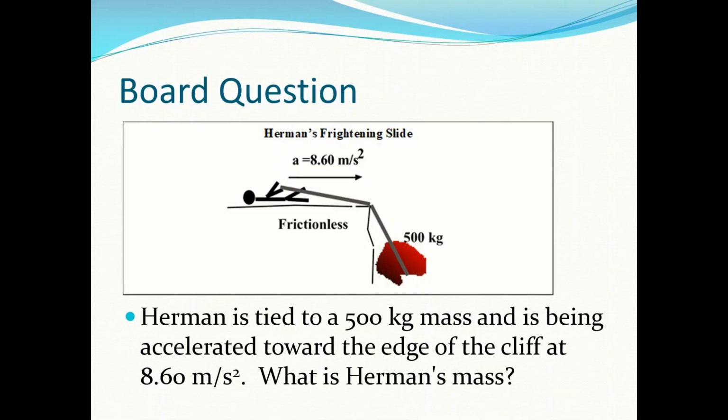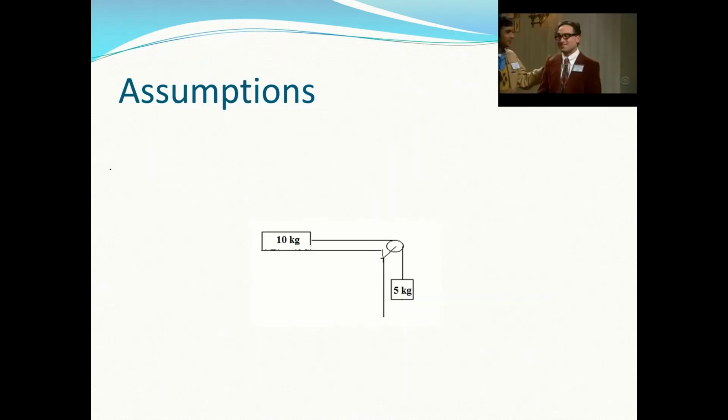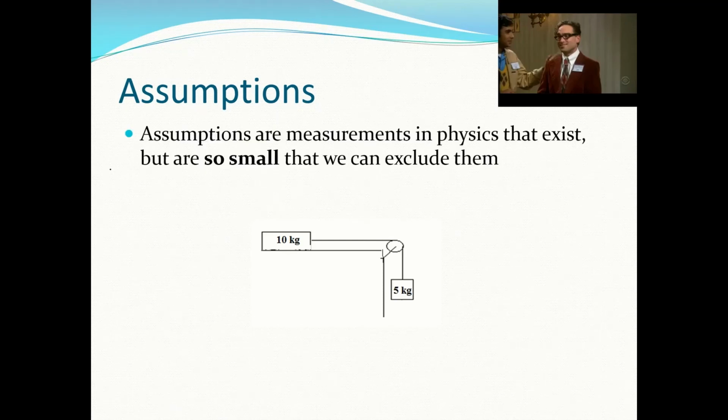So one last thing that we need to talk about is assumptions. Assumptions is a word that I'll use on a test. Usually assumptions are measurements in physics that exist, but they're so small that we can exclude them. It's like when we were talking about acceleration due to gravity, we're talking about free fall. When I drop the ball, we can ignore the friction on it because it's heavy enough and aerodynamic enough. That would be an assumption that we could have. With the piece of paper, we can't really ignore the air resistance, because it's big enough that it affects the movement of it.